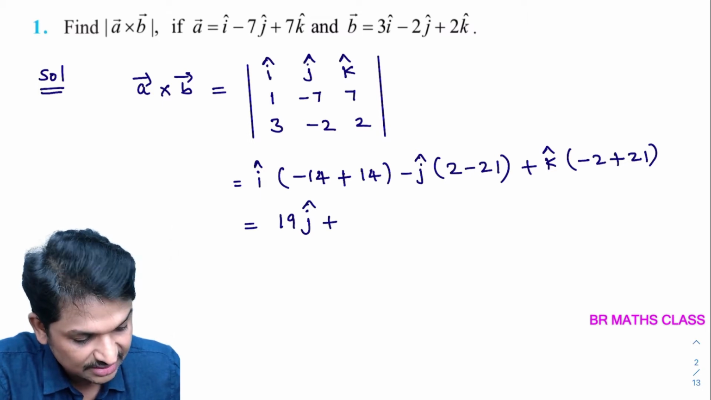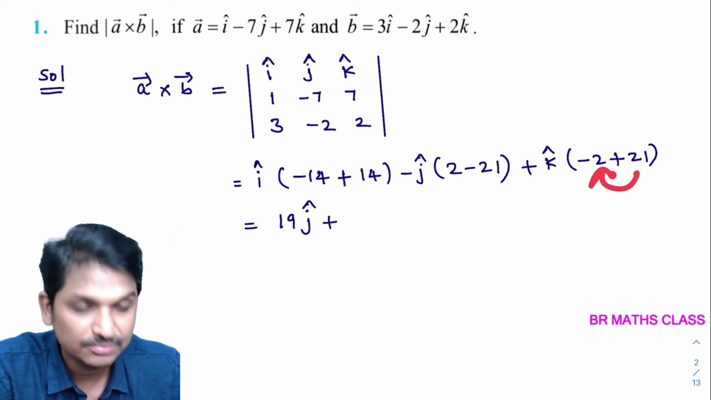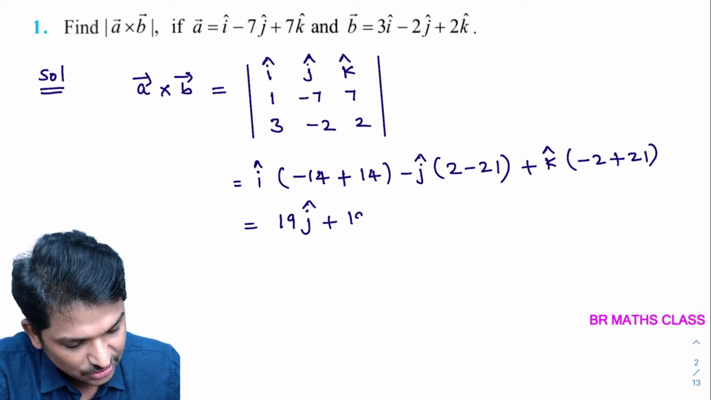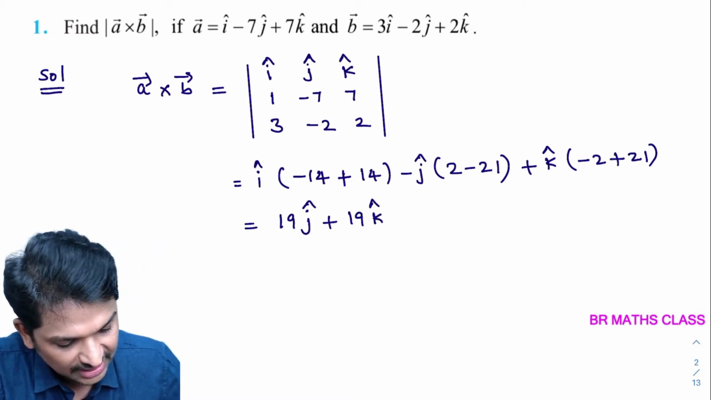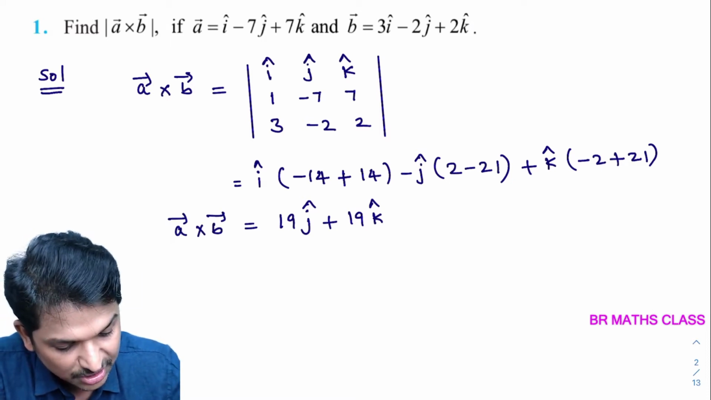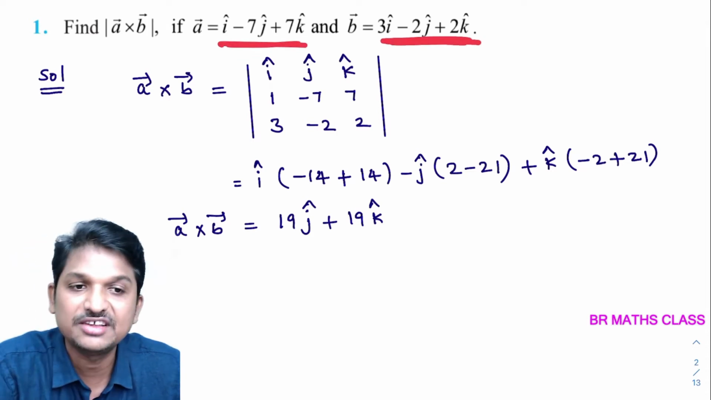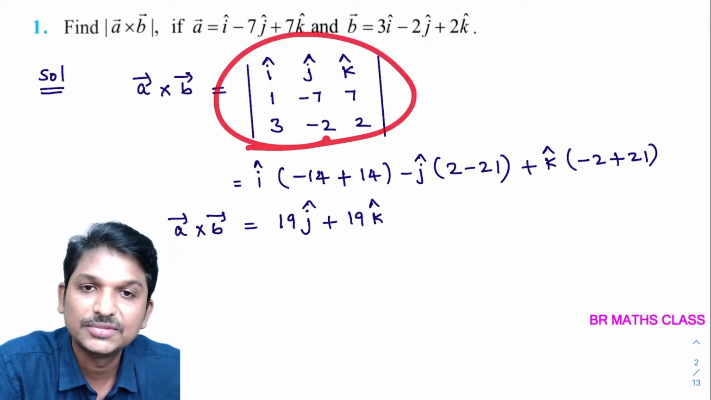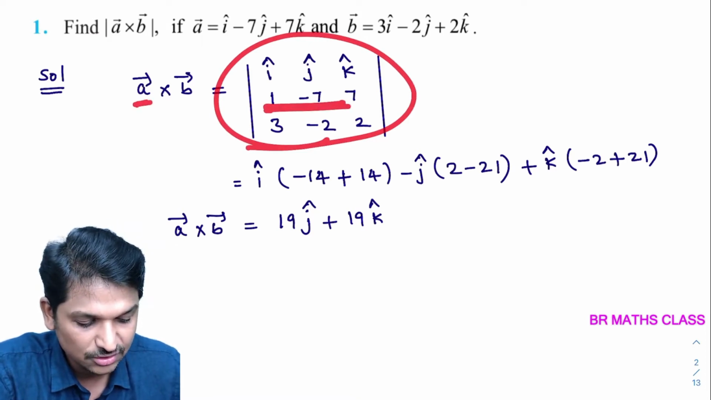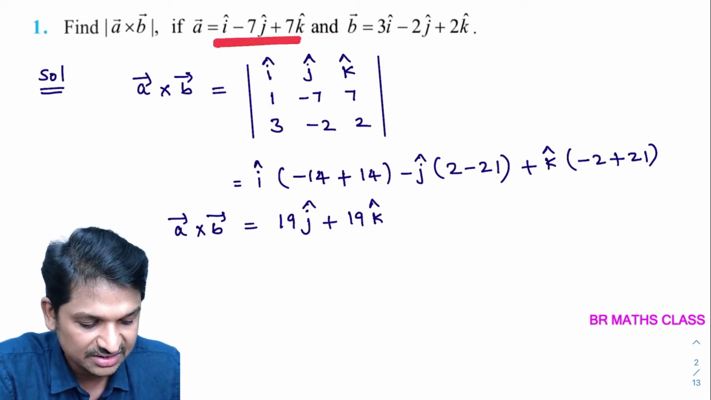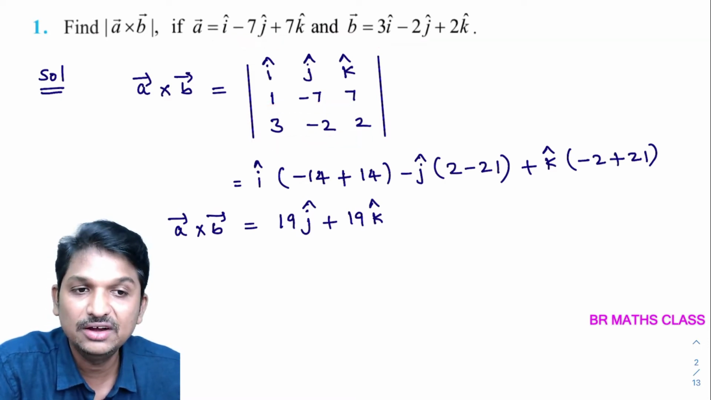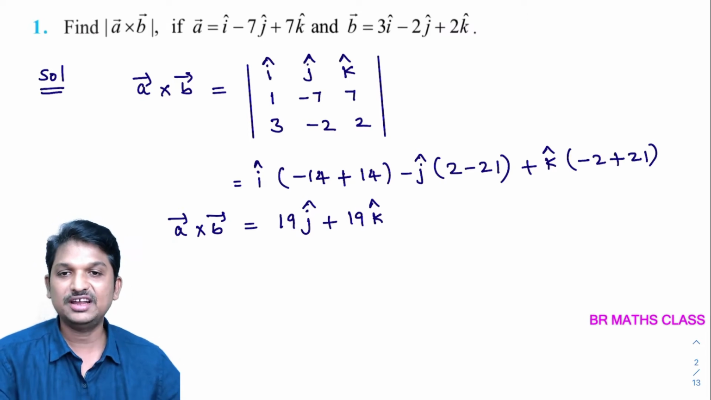Okay, plus minus 2 plus 12. Minus 2 plus 12 is what? That is plus 19. Okay, 19 into k cap. So we calculated a bar cross b bar. When they give vectors a bar, b bar like this, to calculate a bar cross b bar, we use this formula. Determinant of I cap, j cap, k cap. A bar scalar components, look here, 1, minus 7, 7. B bar scalar components 3, minus 2, 2. Okay, and we will expand the determinant, then you will get a bar cross b bar.